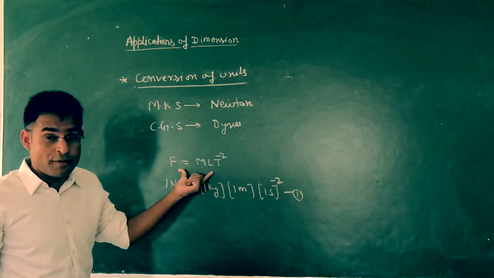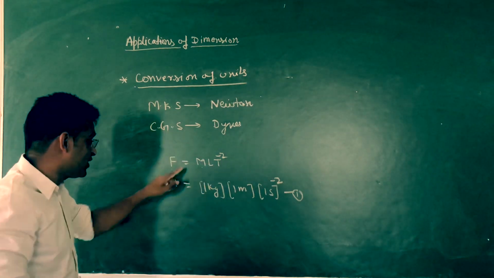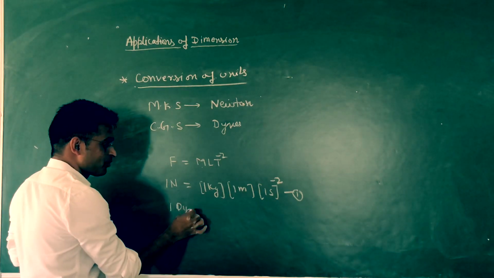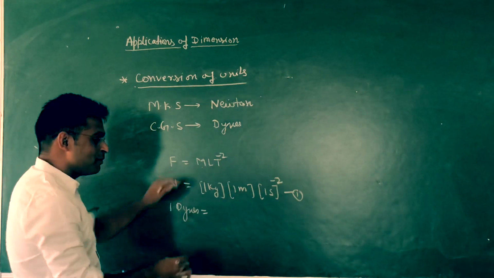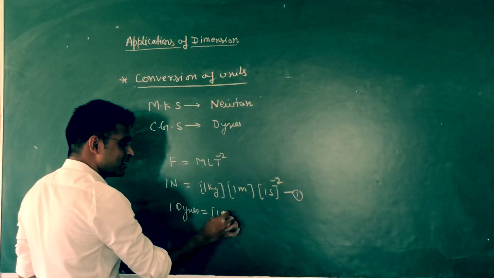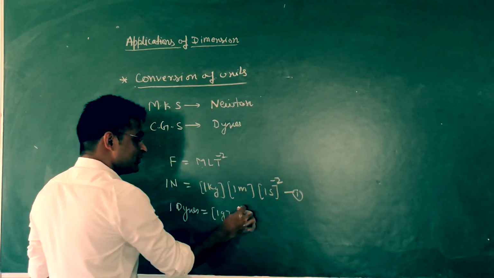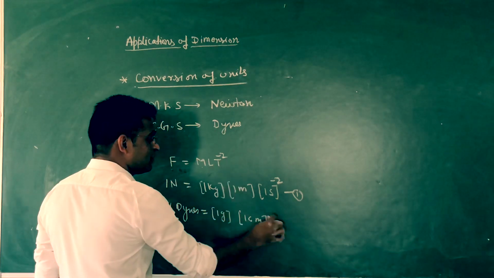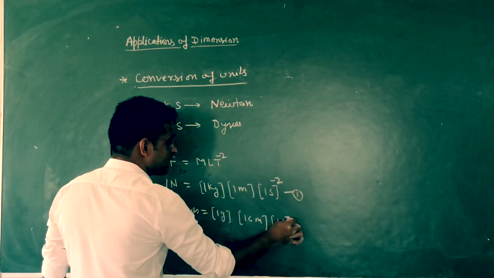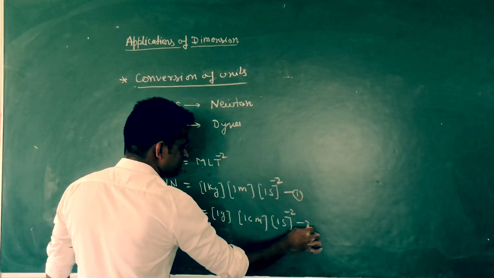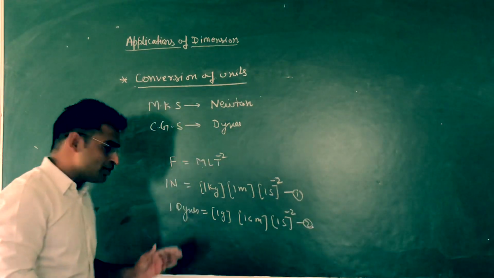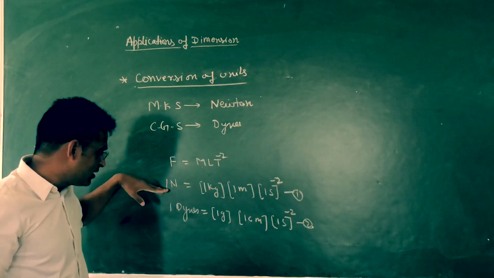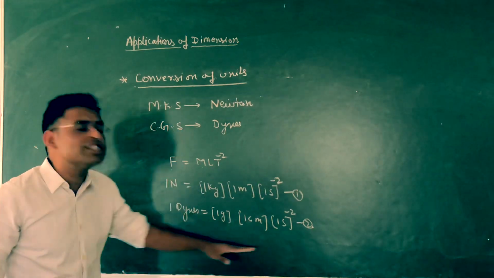Now this same formula I write in CGS units. The CGS unit of force is the dyne, so I write dynes. The CGS unit of mass is the gram, so I write 1 gram. The CGS unit of length is 1 centimeter, and the CGS unit of time is 1 second. So this one is the force formula in MKS form and this one is in CGS form.